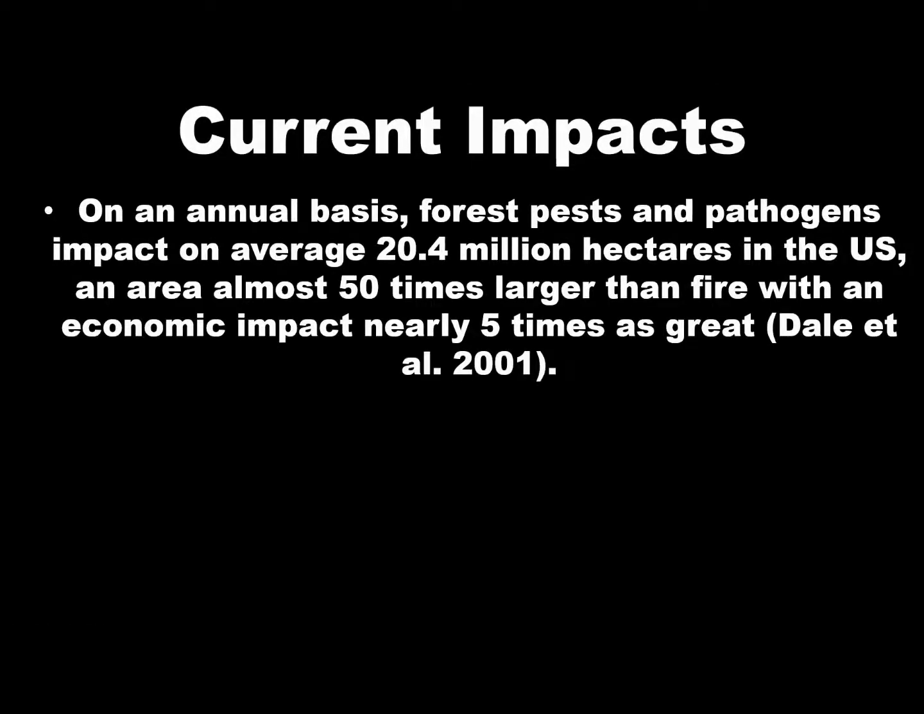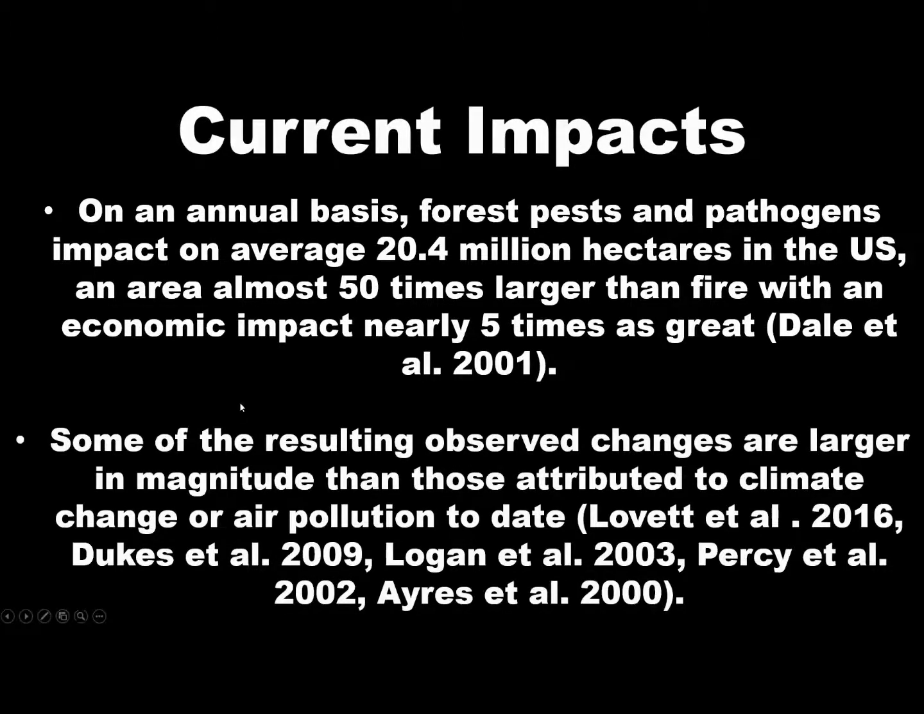And as far as current impacts that we're experiencing from these forest pests and pathogens, on an annual basis, forest pests and pathogens are impacting 20.4 million hectares in the US, an area almost 50 times larger than fire, with an economic impact nearly 5 times as great. The caveat here is this data came out in 2001 and does not account for the current catastrophic wildfires that we're experiencing. If that were to be incorporated, definitely forest fire would be a more significant contributor to carbon loss than forest pests are now. And some of the resulting observed changes are larger in magnitude than those attributed to climate change or air pollution to date. Both native and invasive pests and pathogens are expected to become more severe with climate change.